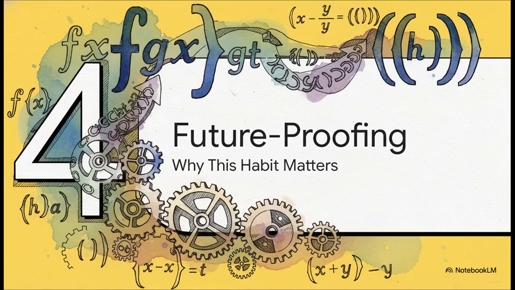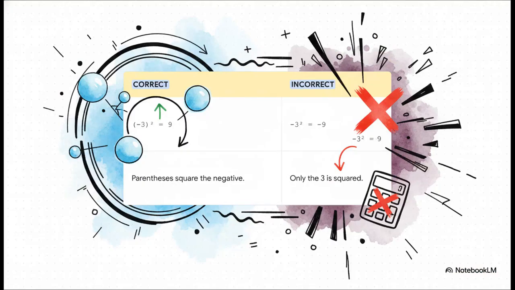So let's zoom out for a second and talk about the big picture. Why are we making such a huge deal about this one little habit with parentheses? I'm telling you, it's non-negotiable. Why is that? Okay, everybody, lean in. This right here is the single most common and most costly mistake I see.